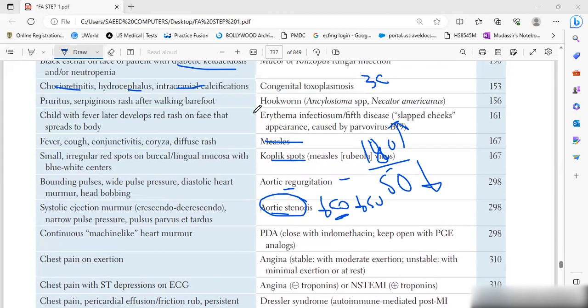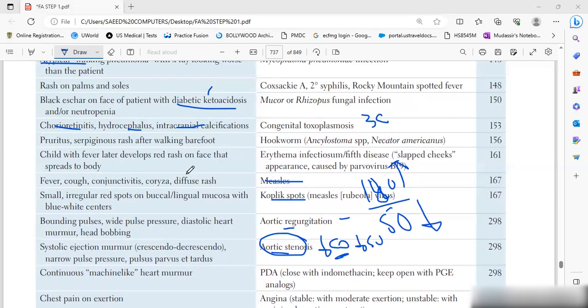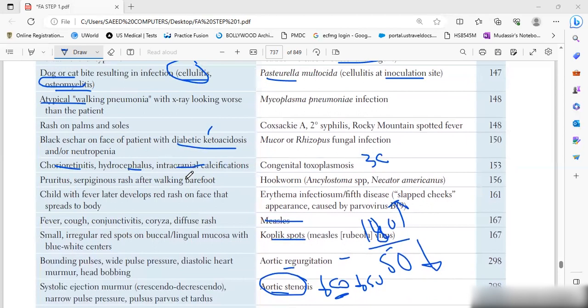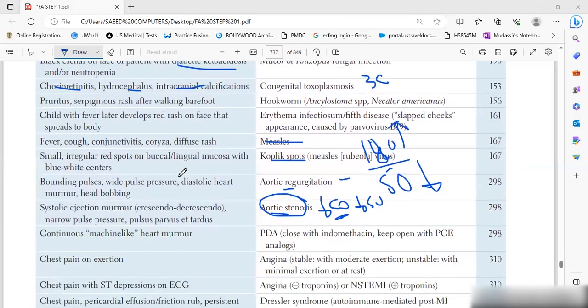In roseola, you will have just fever and a rash. In parvovirus, you will have different types of findings. In parvovirus, the typical rash will be on the face, like slapped cheek rash. Typical, if it's given, it's so easy. In roseola, you will have a diffuse rash on your body.